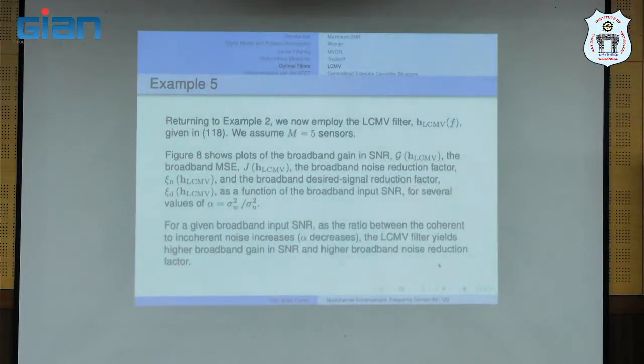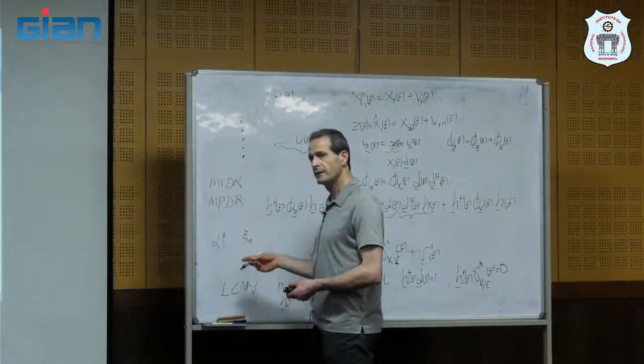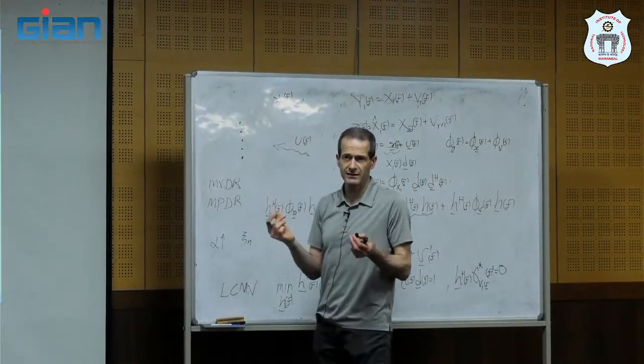Okay? So if alpha goes up, it means that the variance of the directional noise is smaller. So if alpha goes up, it means that this part is weak. So the ability of the LCMV to reduce noise is reduced, because we try to eliminate something which is weak.